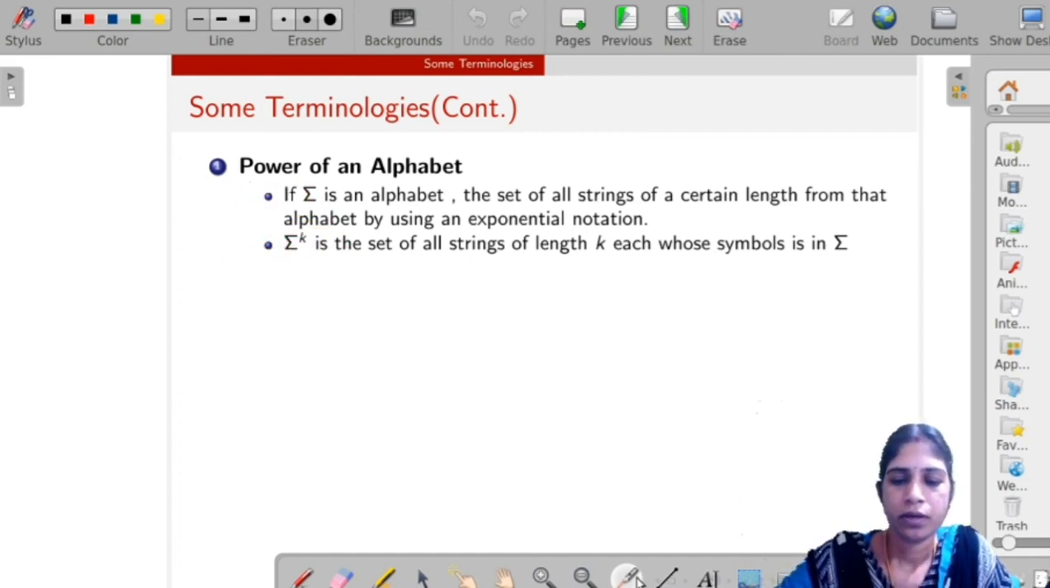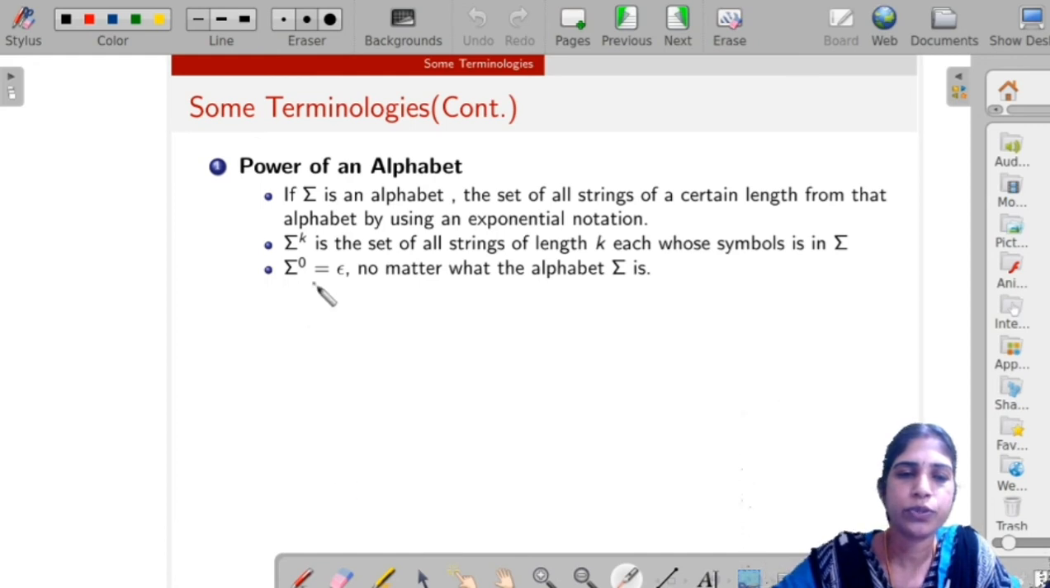Okay. Then sigma raised to 0. Sigma raised to 0 means the set of all strings of length 0 from the alphabet sigma. That means strings of length 0, which is epsilon. So sigma raised to 0 is equal to {epsilon} no matter what the alphabet sigma is. Whatever the alphabet may be, sigma raised to 0 is always {epsilon}.